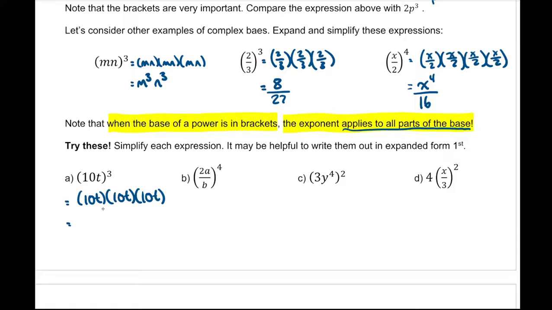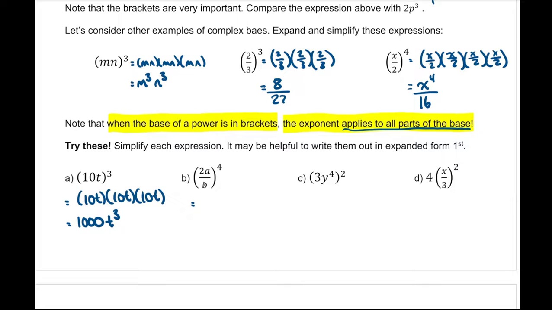Again, when I'm multiplying terms that have a letter and a number, I multiply the numbers together. 10 times 10 times 10 is 1,000, and then t times t times t gives me t to the power of 3. The reason I'm putting it right after is because we've talked about it before. When I have a number and a letter joined, the operation between them is multiplying. So I'm still multiplying them together, but I can't simplify it any further than that.